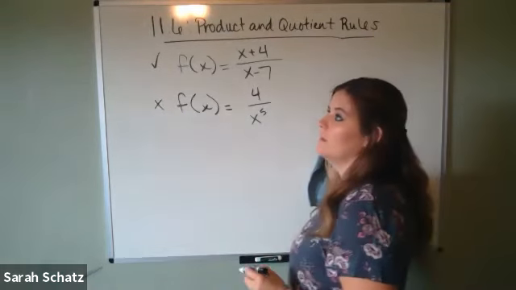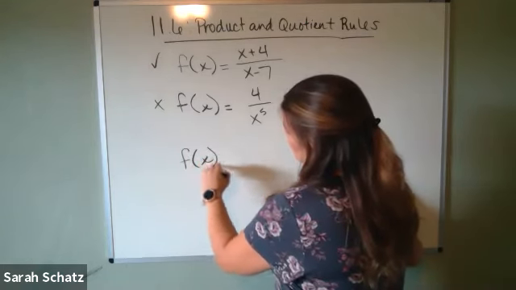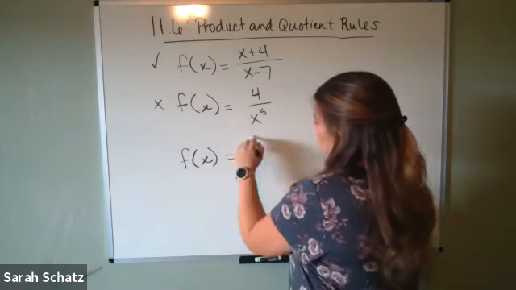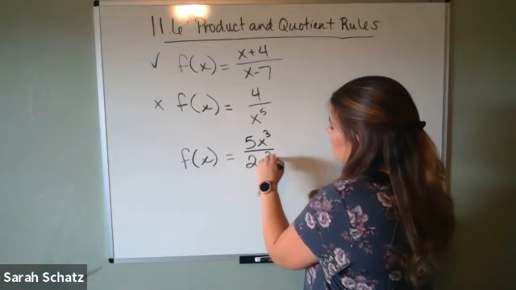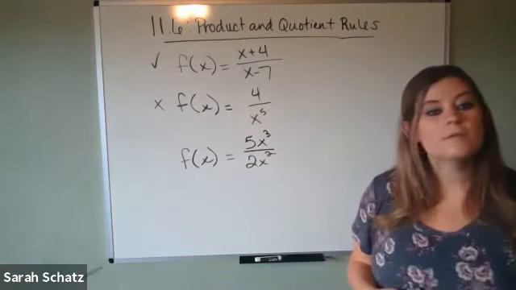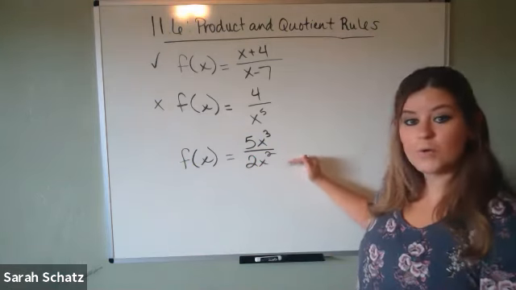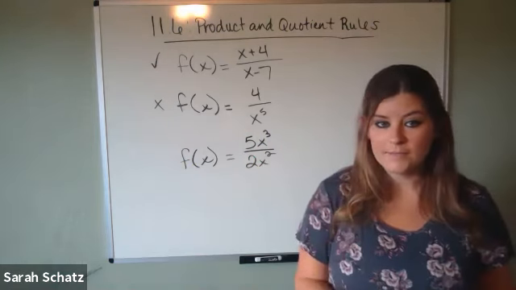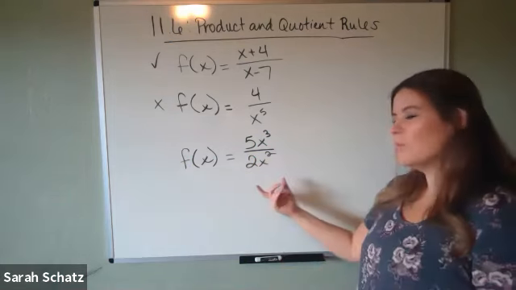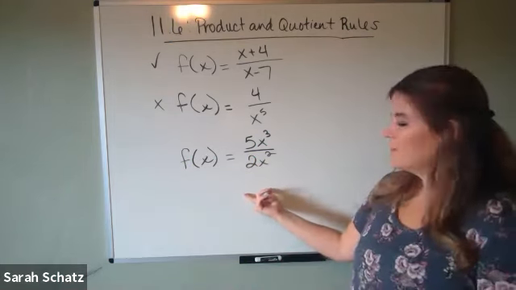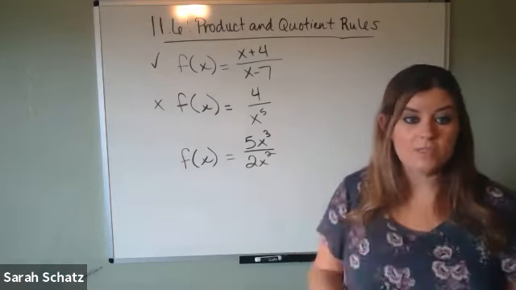Let me see. What about this one? So what if I have f of x equals 5x cubed over 2x squared? So you look at this one. It's a quotient. Notice both top and bottom have x's in them. You could absolutely use the quotient rule here. Would I, though? Absolutely not. Guys, each one is just a single term. I would reduce this.